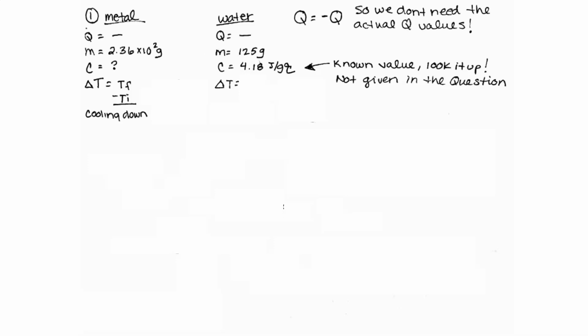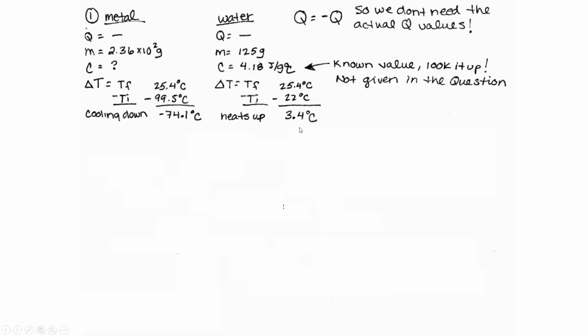So we know that in the story of this problem, the metal is cooling down. Over here, we'll put our actual values. We ended at 25.4 minus what we started at. And you can see we get a negative delta, which makes sense because we cooled down. Over here, it's still T final minus T initial, but the water should be heating up. We end at 25.4, and the water started at 22. So the water will heat up 3.4.